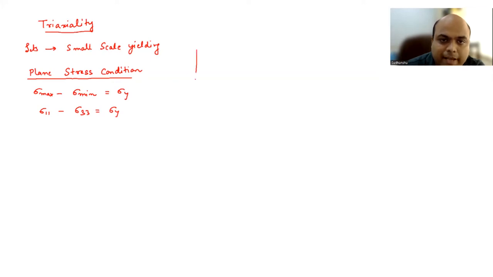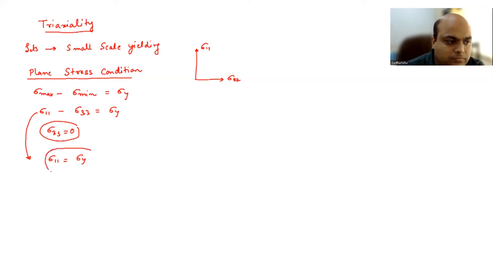right? So my direction was sigma 11, sigma 22, okay, 11 along the vertical direction and 22 along this direction. And since this is plane stress condition, sigma 33 is equal to 0. So this equation will now be sigma 11 equal to sigma y. This says that as soon as my sigma 11 becomes equal to sigma y, the Tresca criterion is valid, right? That means your material is going to yield as soon as sigma 11 becomes sigma y, okay?